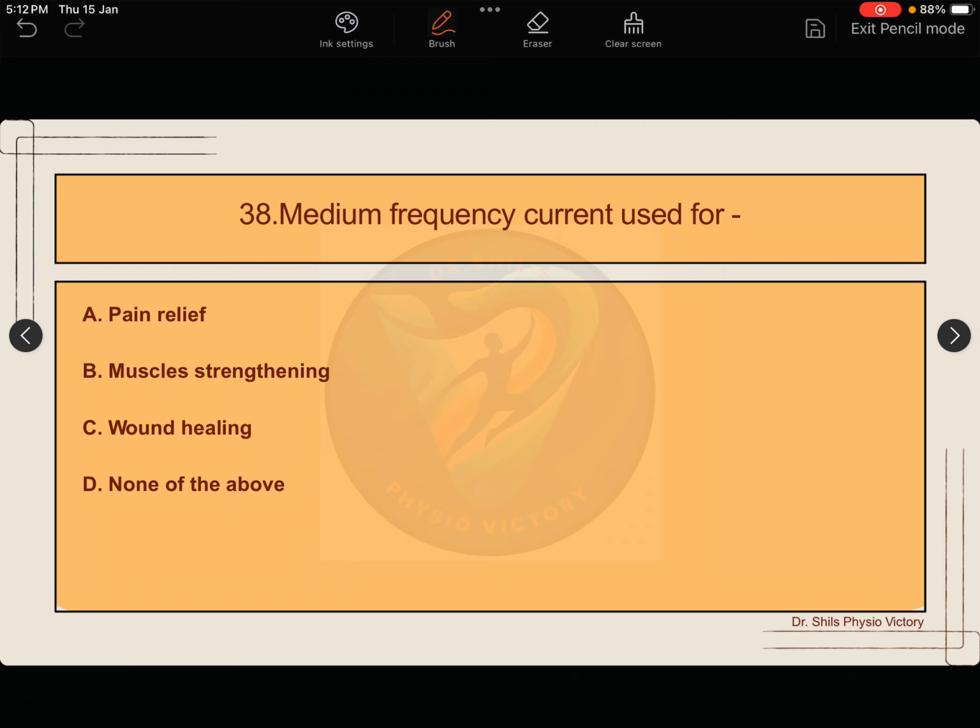Medium frequency current used for option A, pain relief, option B, muscle stimulation, option C, wound healing, option D, none of the above. Here the correct answer is option B, muscle strengthening. Medium frequency currents are used for muscle strengthening by delivering comfortable and deep stimulation to elicit contraction without skin irritation.